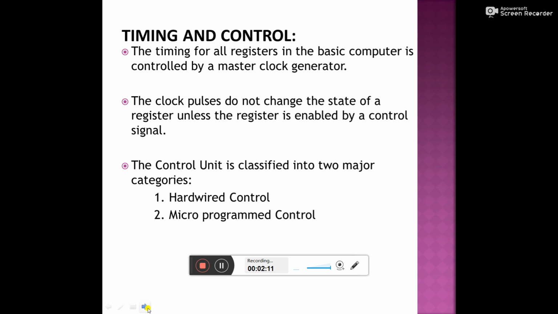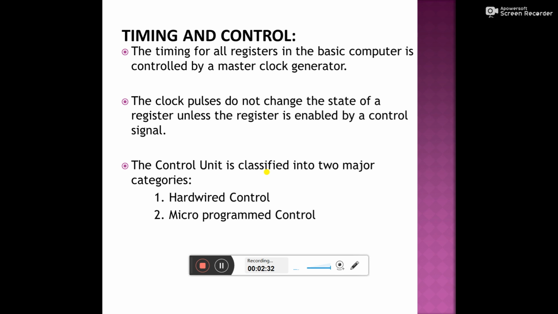The next topic is timing and control. The timing for all registers in the basic computer is controlled by a master clock generator. The clock pulses do not change the state of a register unless the register is enabled by a control signal.